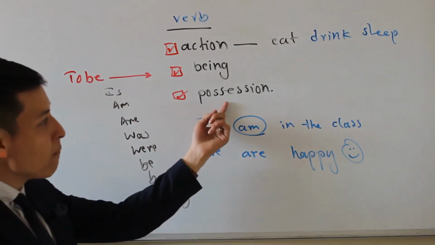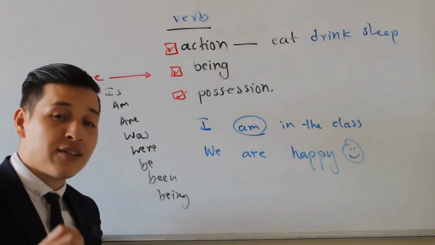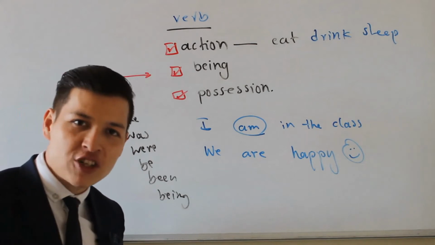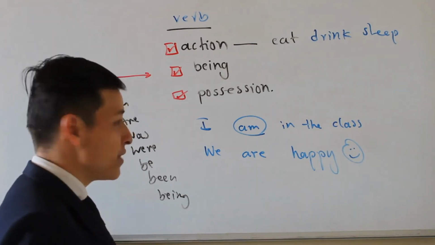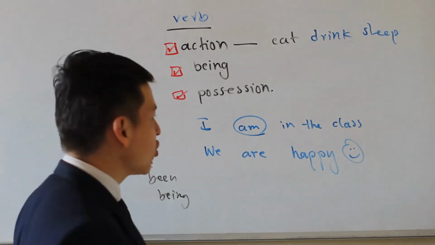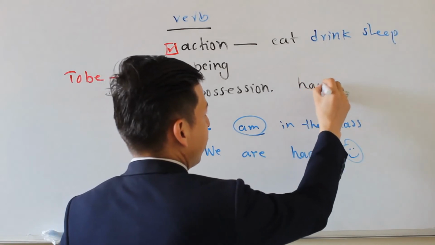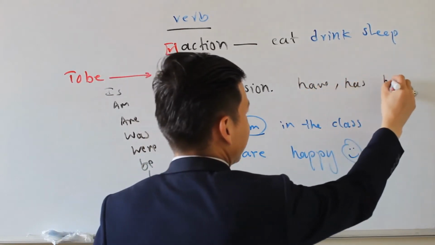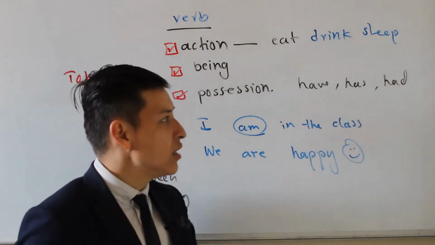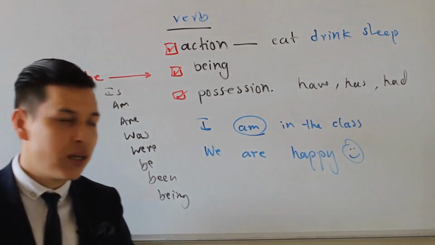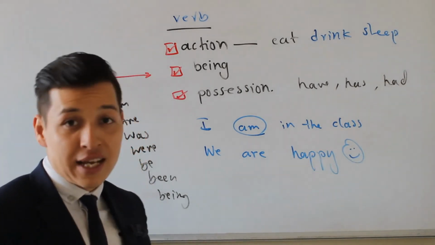Another function of a verb is to show possession. Again, I tell you that it's not possession, it is possession. You can check your dictionary. Some people mispronounce the word possession. When it shows possession, we have some verbs like have, has, and had. Have, has, had, exactly they are called the verbs that show ownership or possession. So it is another job of a verb.